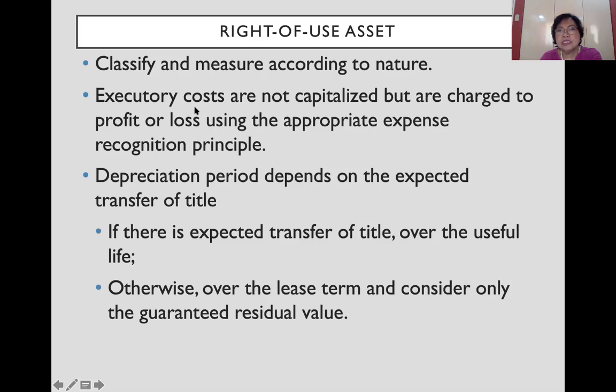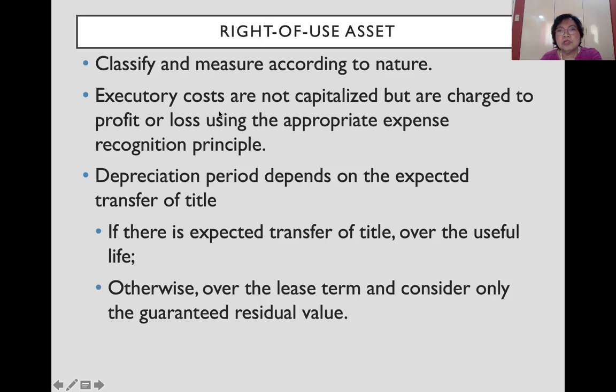Executory costs. What are these? Executory costs are costs of ownership. So this may be incurred by the lessee because the right to ownership or the right to control the asset has been transferred already to the lessee, and therefore the risk relating to the asset may also be transferred to the lessee. Therefore, the executory costs may include here repairs, maintenance, insurance, and property taxes.